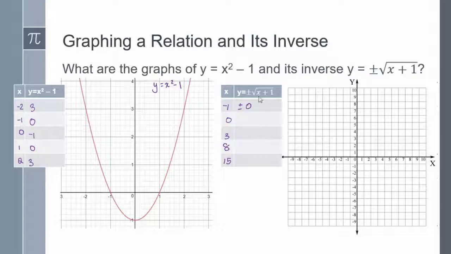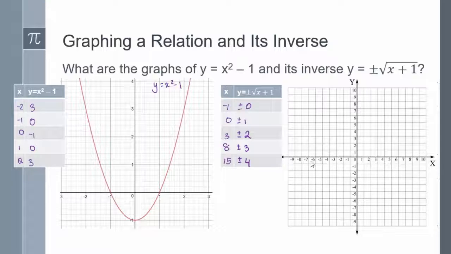At x equals 0, we have 0 plus 1, which is 1. The square root of 1 is plus or minus 1. At x equals 3, 3 plus 1 is 4. The square root of 4 is plus or minus 2. At x equals 8, 8 plus 1 is 9. The square root of 9 is plus or minus 3. At x equals 15, 15 plus 1 is 16. The square root of 16 is plus or minus 4.